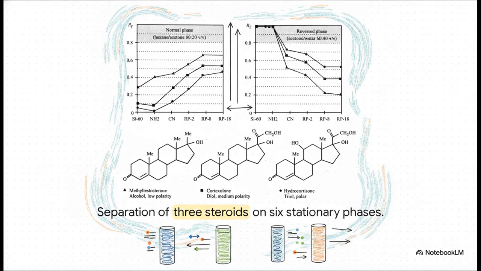Let's think about a real-world example from our source text to see this in action. Imagine a test sample containing 3 different steroids, each with a unique polarity. We've got methyltestosterone, an alcohol with low polarity, cortexolone, a diol sitting right in the middle with medium polarity, and hydrocortisone, a triol, which is highly polar. Now imagine racing them across 6 different stationary phases.